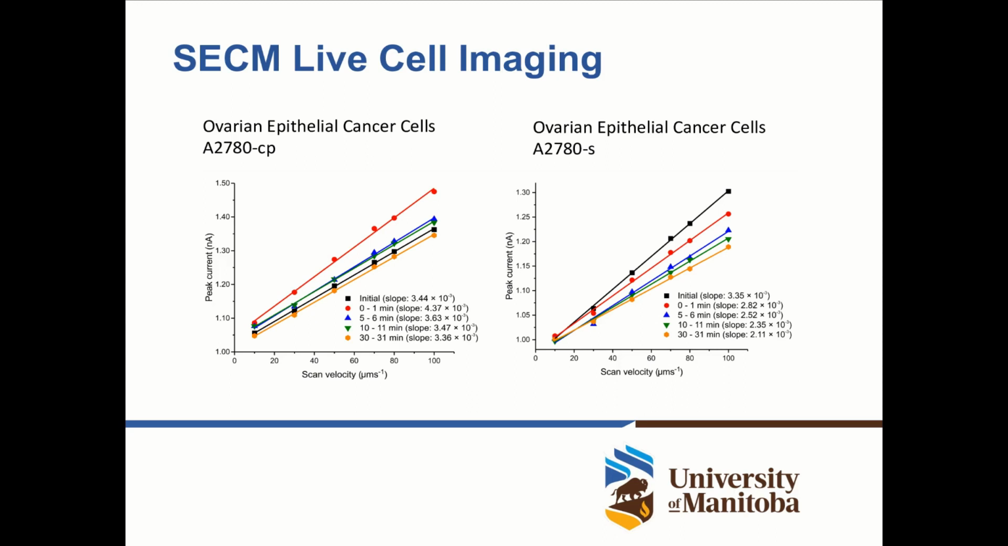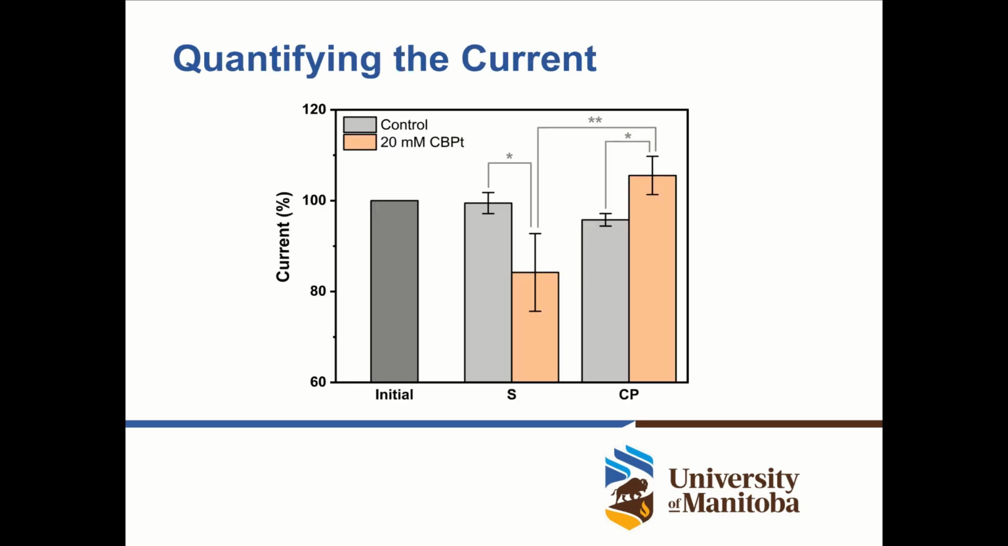When we look at the susceptible cells on the right-hand side, however, you see that after exposure, this slope gradually decreases. So this is already a qualitative appreciation of the differential behavior between resistant and susceptible cells by electrochemistry. We can then quantify the current. When we have our line scans, we can integrate underneath the curve. We can calculate the number of molecules that are being converted at the electrode, and we can plot the current percentage that is represented by these line scans.